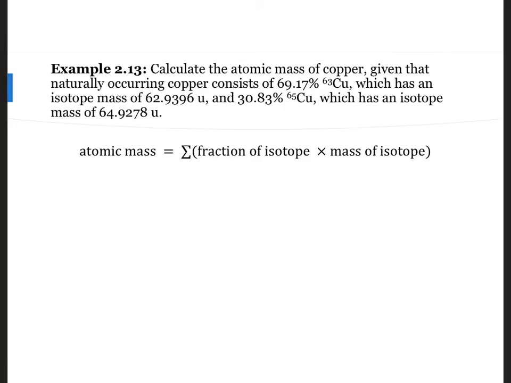Calculate the atomic mass of copper, given that naturally occurring copper consists of 69.17% copper-63, which has an isotope mass of 62.9396 atomic mass units, and 30.83% copper-65, which has an isotope mass of 64.9278 atomic mass units. This problem only has two isotopes, so we can solve it without a graphic organizer. First, we convert the percentages to decimal numbers and multiply them by the masses.